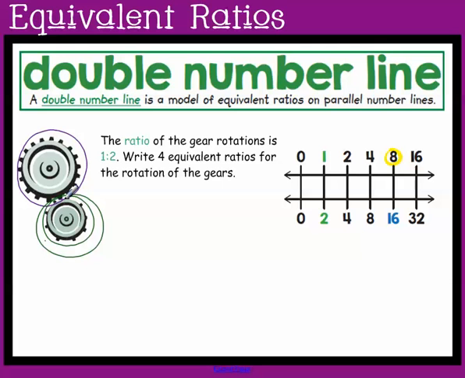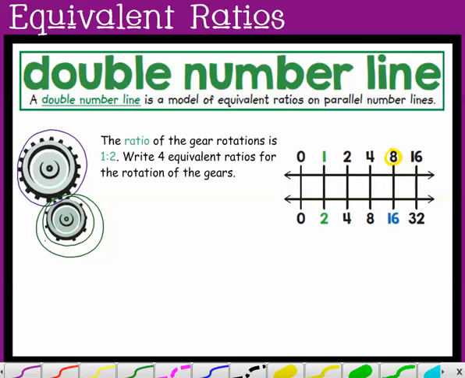On the double number line, you see on the top we have started at 0. And then our next mark shows 1, and that represents the first number in our ratio. On the lower number line, where we start at 0, we're moving over to 2. So that represents the 2 in the second part of the ratio. So now you can see our initial ratio, that 1 to 2 ratio, happening here.